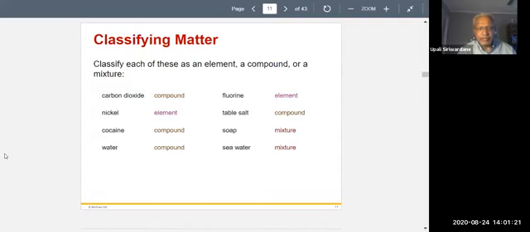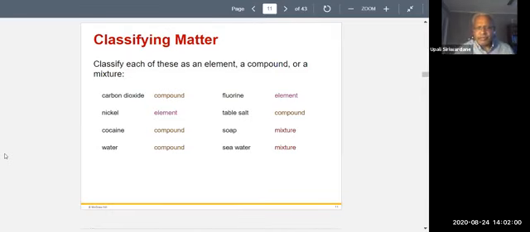Why is water a compound? Water is a common name for H2O. It's made up of hydrogen and oxygen. Fluorine is a gas, containing only fluorine atoms. Table salt is a compound. Table salt is the common name for sodium chloride.